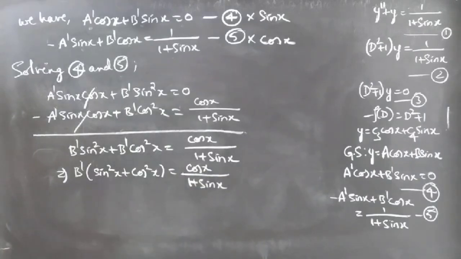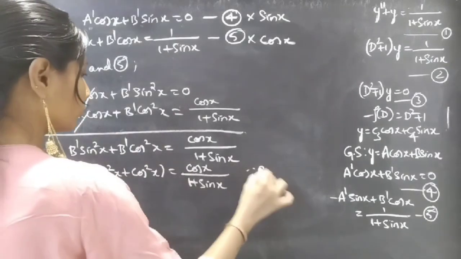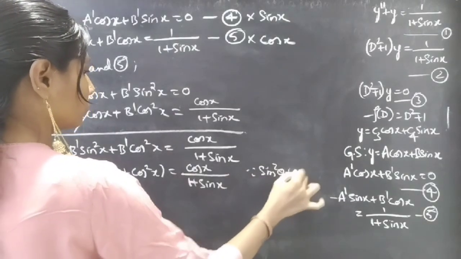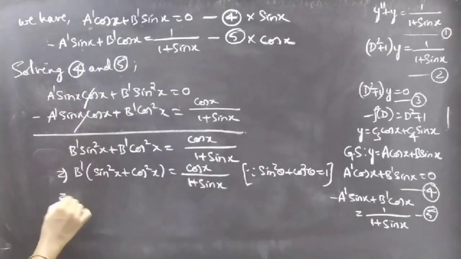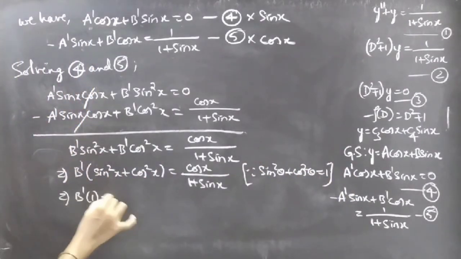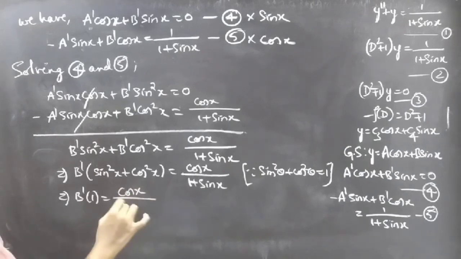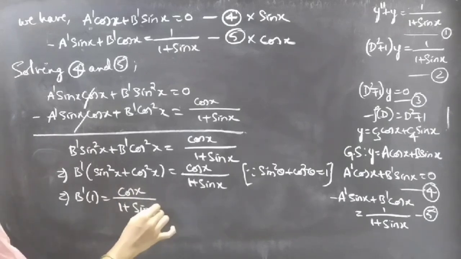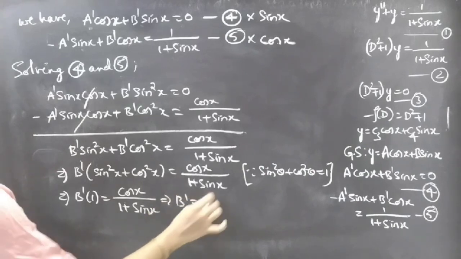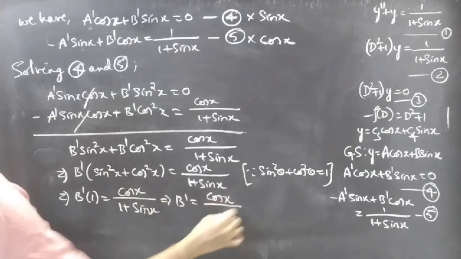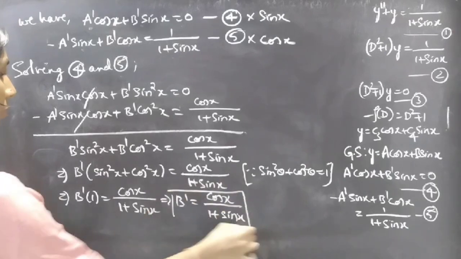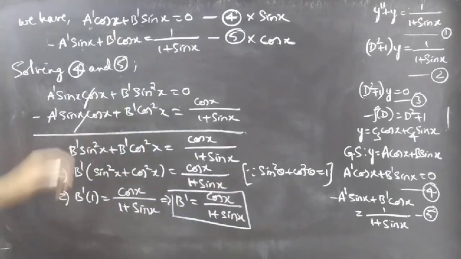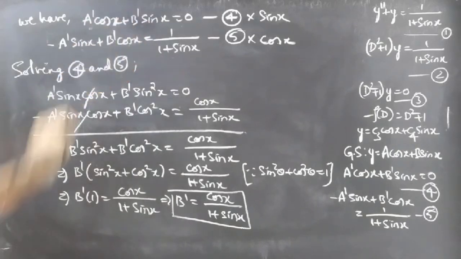Since we know that sin square theta plus cos square theta equals 1, this becomes 1. Right? This gives us b dash into 1 equal to cos x by 1 plus sin x. From this we'll get b dash equals cos x by 1 plus sin x. So we got b dash. Now by substituting b dash in equation 4, we'll get a dash.